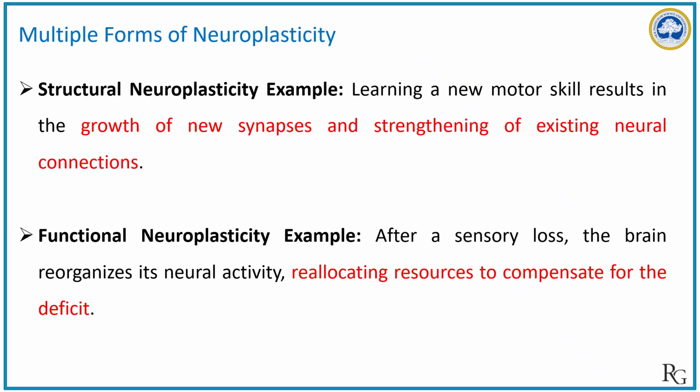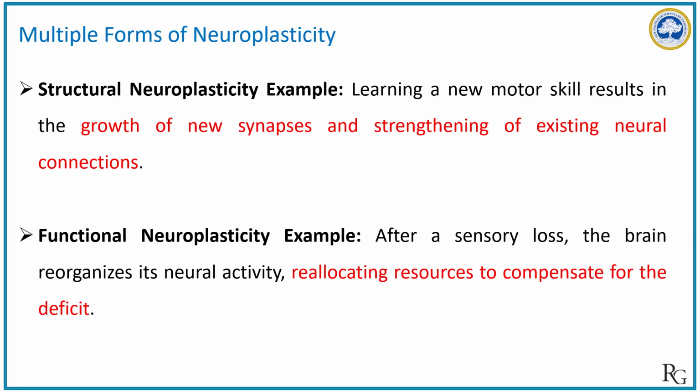Neuroplasticity can be of two types. The first form is structural neuroplasticity. The other form is functional neuroplasticity. Structural neuroplasticity refers to physical changes in the brain structure. We can take an example like learning a new motor skill, such as playing the piano or learning to walk after an injury. With consistent practice, the brain forms new synapses, and the existing connections between the neurons become stronger.